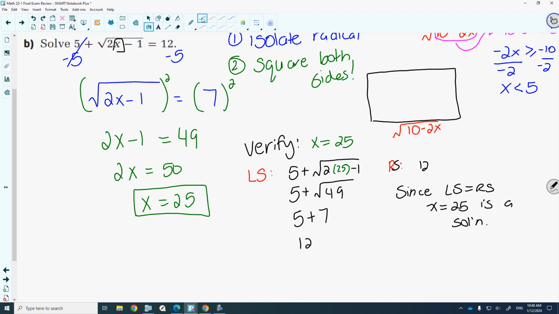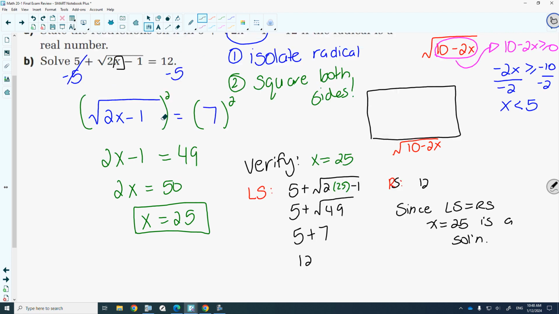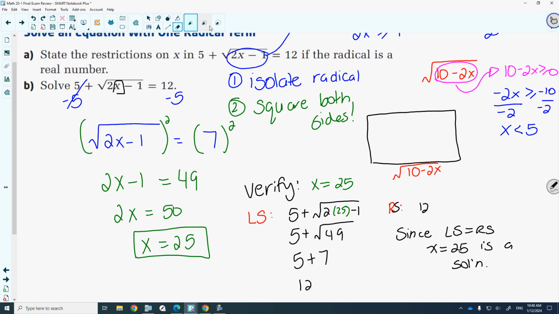If they did not equal, what would it be called? An extraneous root. So if left side does not equal right side, you write x is equal to 25 is not a solution. It's called an extraneous root.